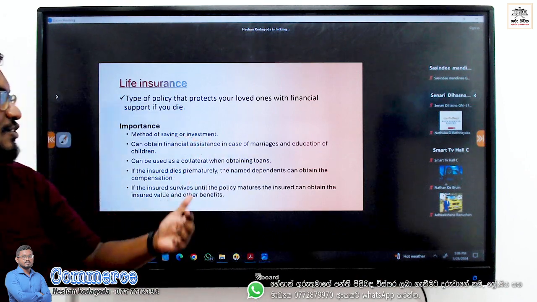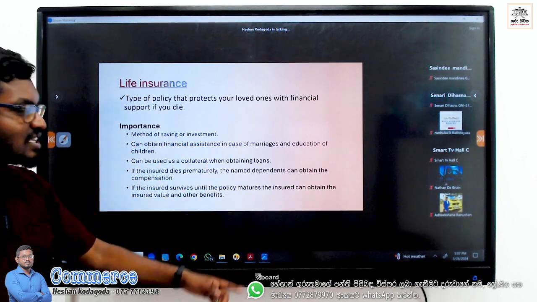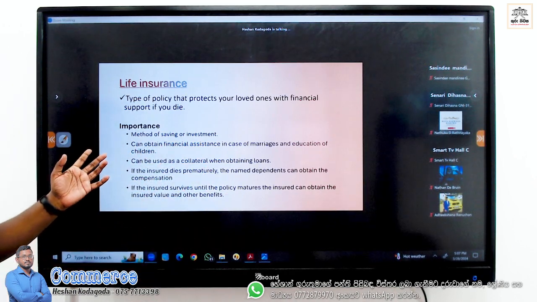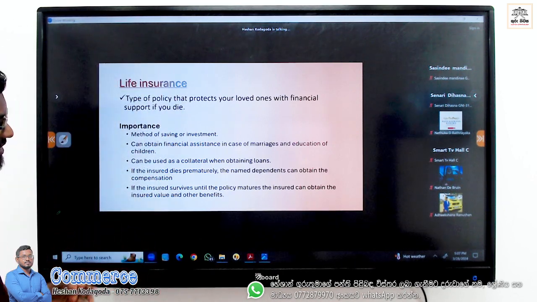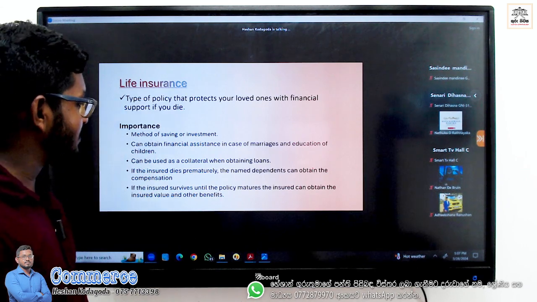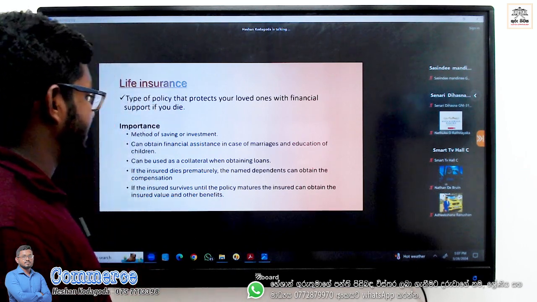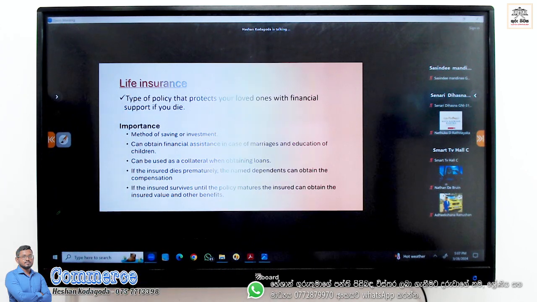Not only die, okay. So importance you can see, a method of saving and investment, and can obtain financial assistance in case of marriage and education of children, can be used as a collateral when obtaining loans. If the insured dies prematurely, the named dependents can obtain the compensation. If the insured survives until the policy matures, the insured can obtain the insured value and other benefits. Well done. Let's move to the other one.